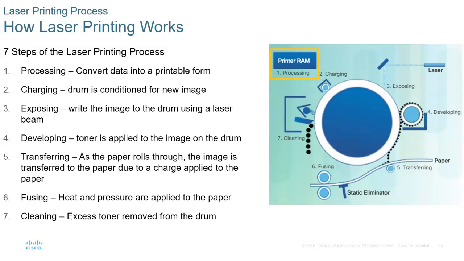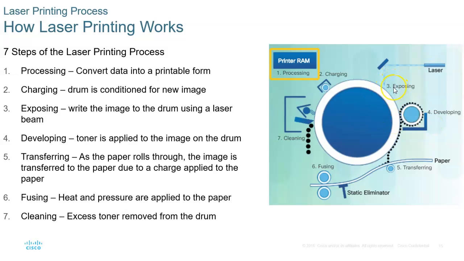The second step is the charging. So the image on the drum is conditioned for a new image. The wire, sometimes referred to as the primary corona, the wire grid or roller gets a charge of about -600 volts DC, and that's uniform across the surface of the drum. That charged wire or grid is called the primary corona, and the roller is called the conditioning roller.